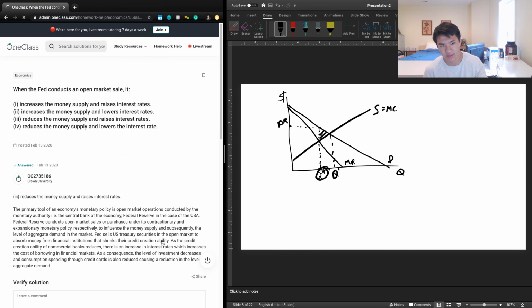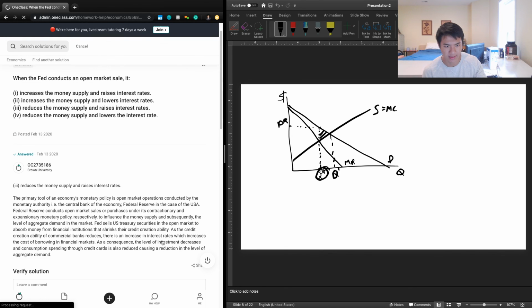So the next question says, when the Fed conducts an open market sale, it does which of the following? So this talks about monetary policy. And so we ought to think about what an open market sale is.